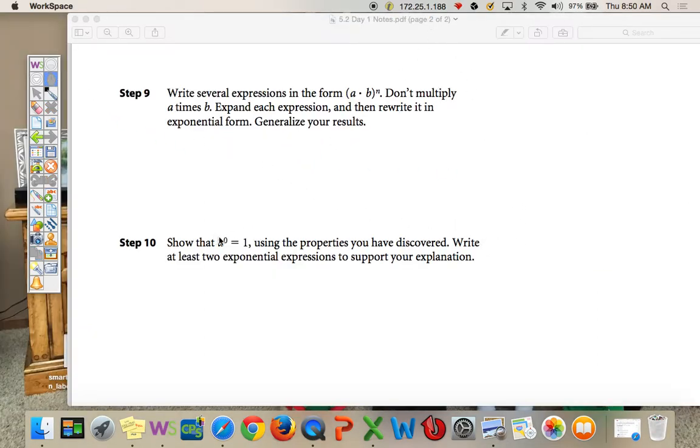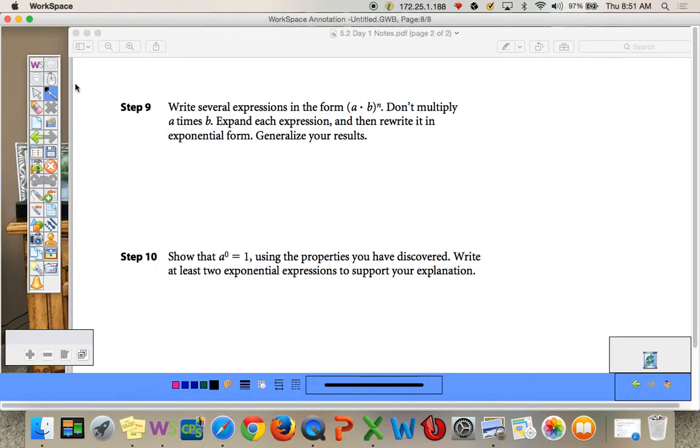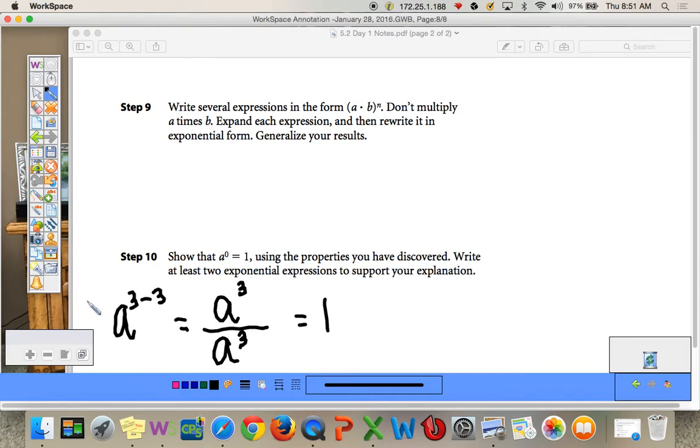Okay, last rule. Show that a to the 0 equals 1 using the properties you discovered. Write at least 2 exponential expressions to support your explanation. So anything to the 0 power is 1. If you type that in your calculator, like 500 to the 0 power, it will be 1. Here's why. Let's say we have a to the third power over a to the third power. Any number divided by itself is 1. Now if we go back to the rule, if it's division, you subtract the exponents. So this is a to the 3 minus 3 power, which is a to the 0 power.